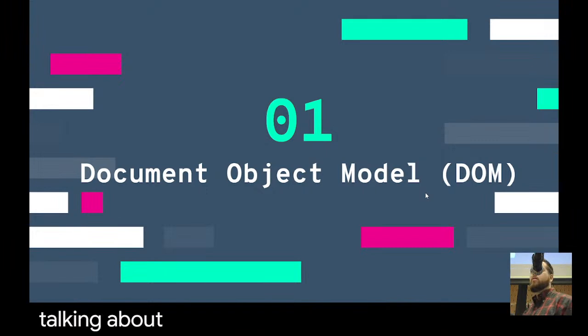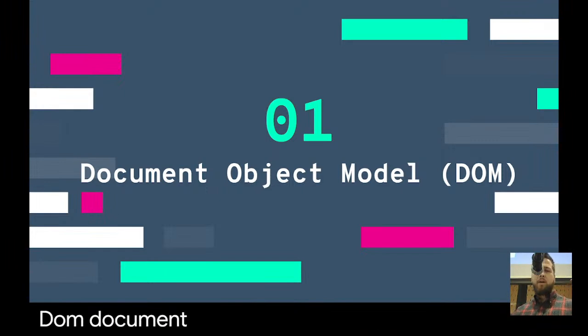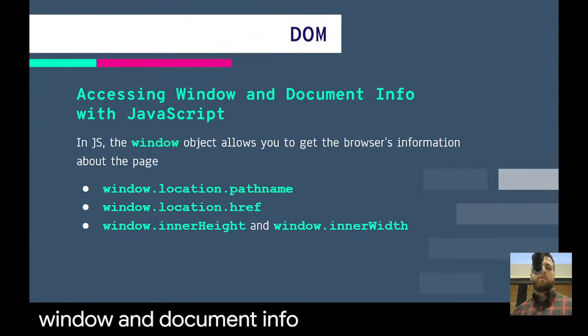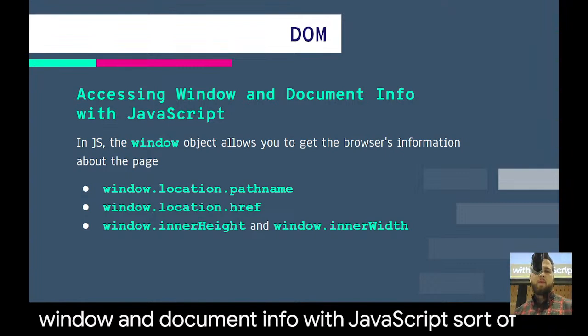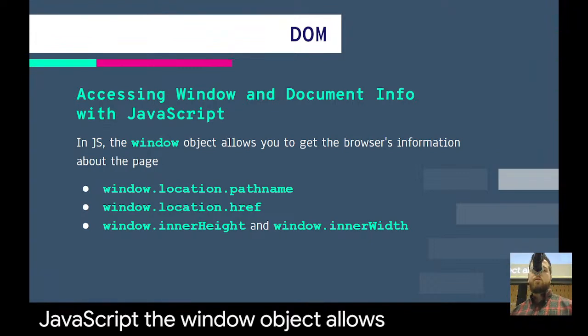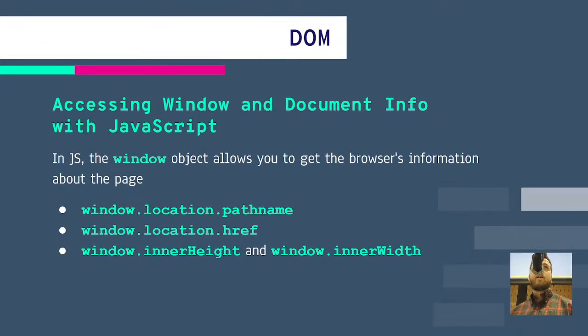So, we're talking about some HTML stuff, some web stuff, the DOM, Document Object Model. Right, so accessing window and document info with JavaScript, sort of what we're going to be looking at here. So in JavaScript, the window object allows us to get the browser's information about the page. An example of browser information would be like the URL, the width, the height of the browser, if it's Firefox, if it's Chrome. Has anyone here heard of the term browser fingerprinting?